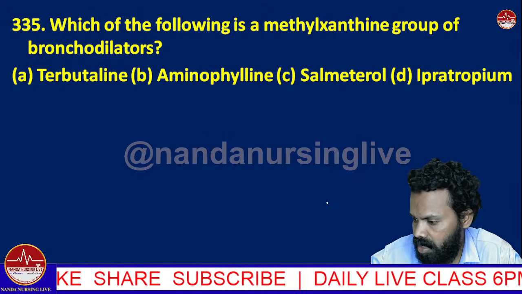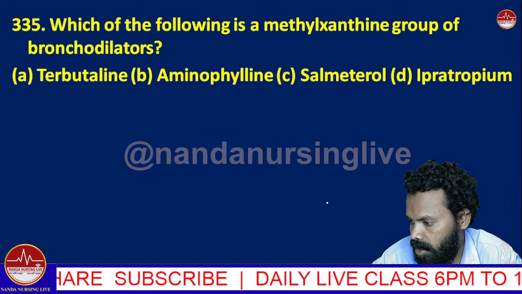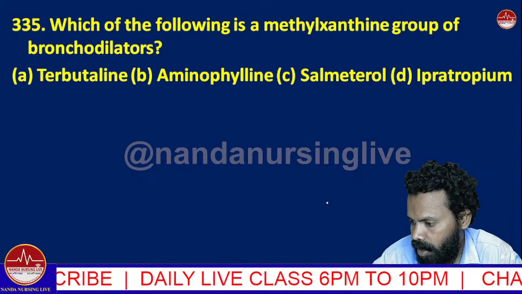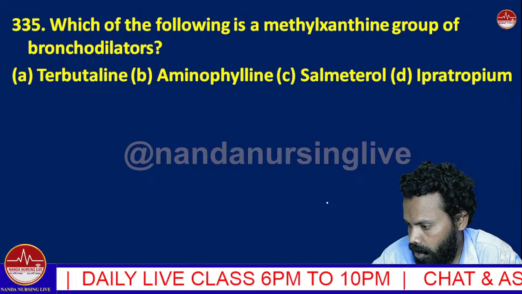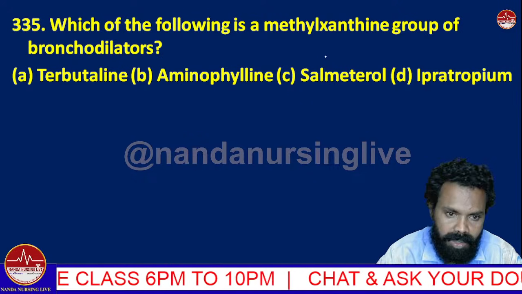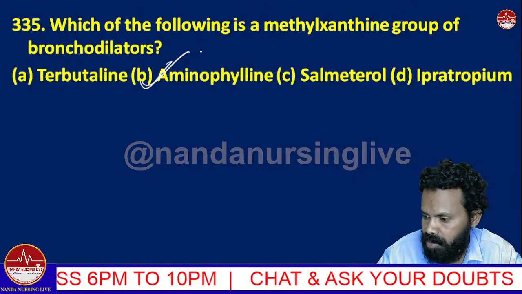So which option is the correct answer? Which of the following is a methylxanthine group of bronchodilators? Terbutaline, aminophylline, salmeterol, option D ipratropium. So which option is the correct answer? So the correct answer is beta, aminophylline, option B is the correct answer.